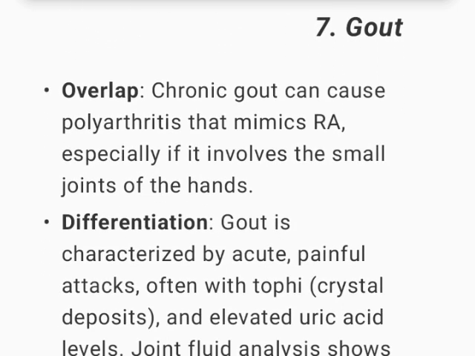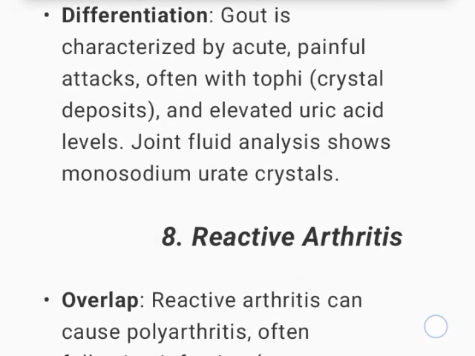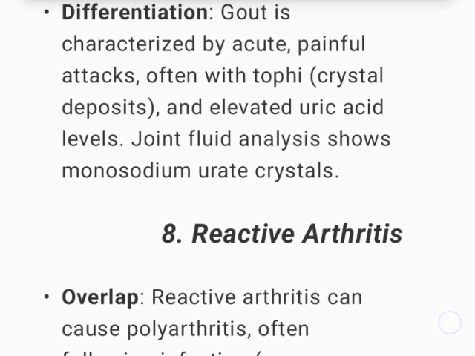Now for 7. Gout. Overlap. Chronic gout can cause polyarthritis that mimics RA, especially if it involves the small joints of the hands. Differentiation. Gout is characterized by acute, painful attacks, often with tophi, crystal deposits, and elevated uric acid levels. Joint fluid analysis shows monosodium urate crystals.